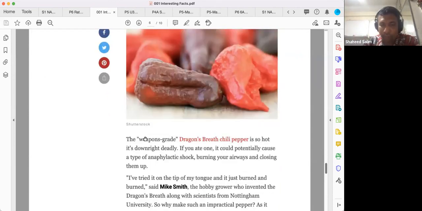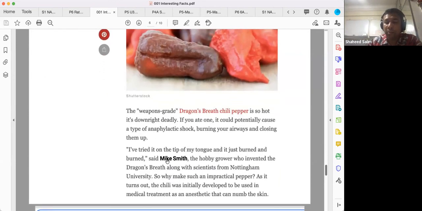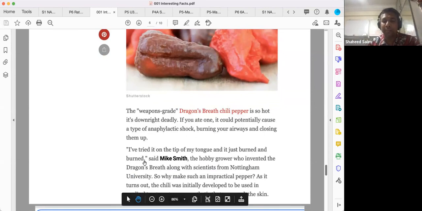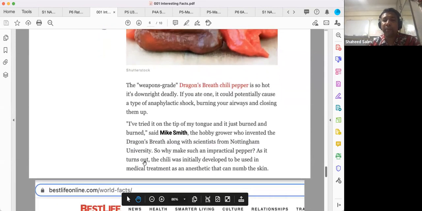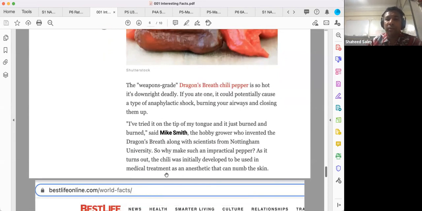Might, not confirm. So there's this person by the name of Mike Smith. He just take a little bit, just put at the tip of the tongue. He says it just burn and burn. Okay? And what happened? So why did they make such a chili? They say this chili was at first developed to be used as a medical treatment, as an anesthetic. So when you put on finger, wow, you make the thing become numb. When it's numb, then you can do whatever you want. You don't feel any pain, right?